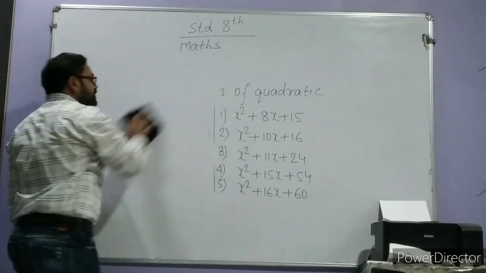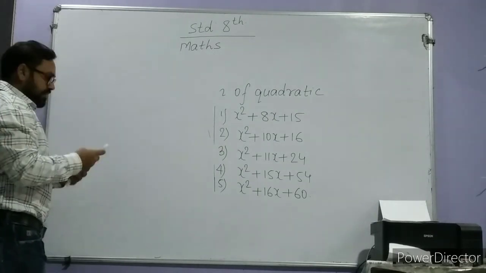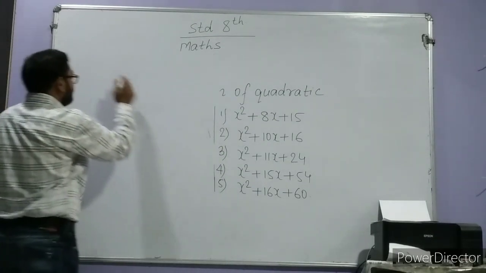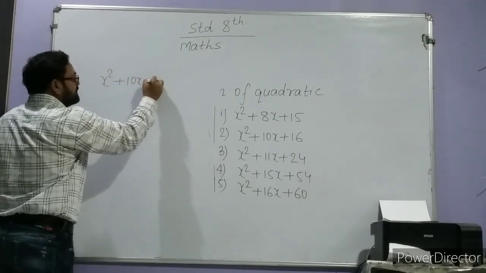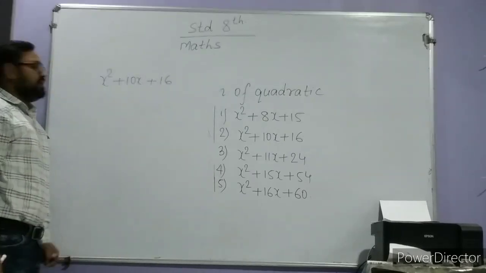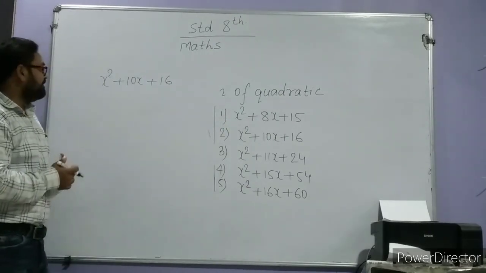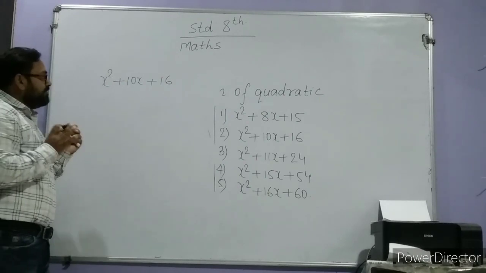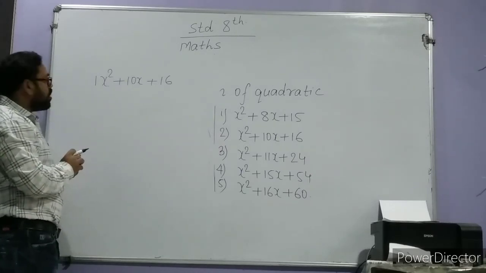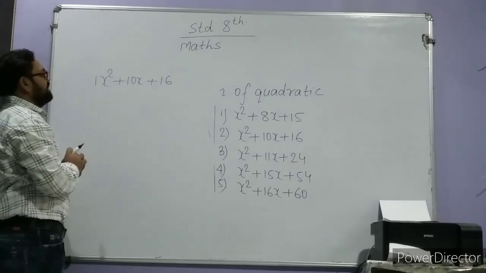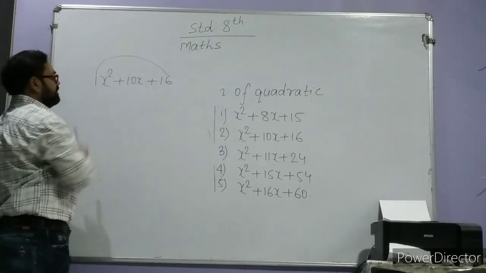Now I am going to take one more example, that is the second one. The second one is x square plus 10x plus 16. In the same way as we did question number 1, we will do this one also. What should we do? First we will take 1 as the coefficient of the x square, and we will multiply this by the last term, which is the constant 16.